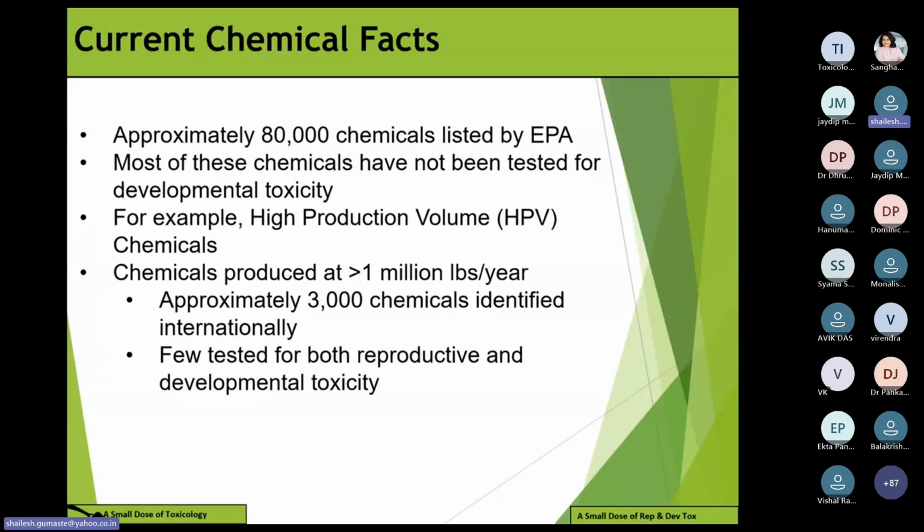Approximately 80,000 chemicals are listed by the EPA. Most of these chemicals have not been tested for developmental toxicology. For example, high production volume chemicals, which are produced at more than 1 billion pounds per year. Approximately 3,000 chemicals are identified internationally, and only a few are tested for both reproductive and developmental toxicity.